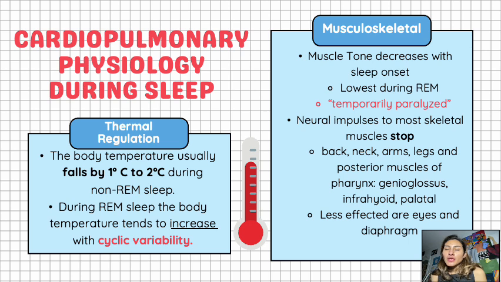Now we're going to talk about thermal regulation. During sleep, the body temperature usually falls by 1 to 2 degrees Celsius during non-REM sleep. During REM sleep, the body temperature tends to increase with cyclic variability.